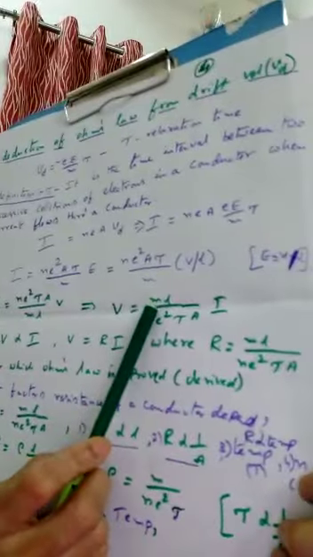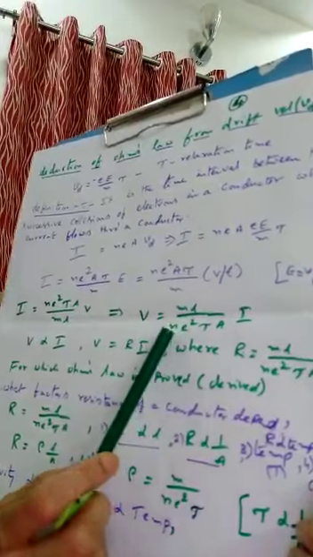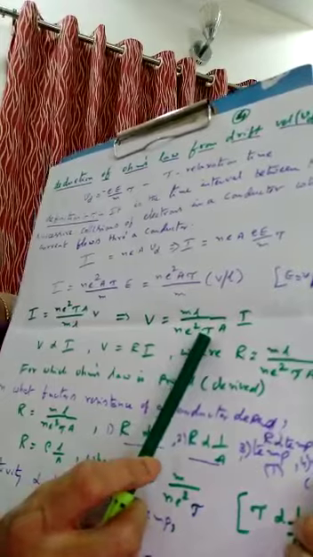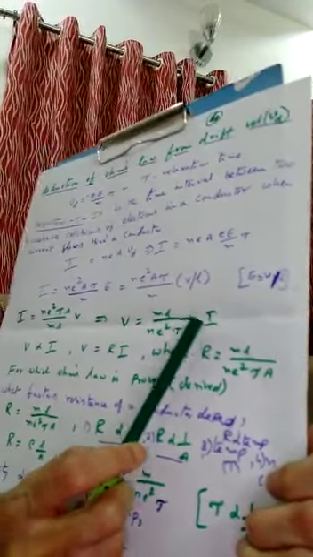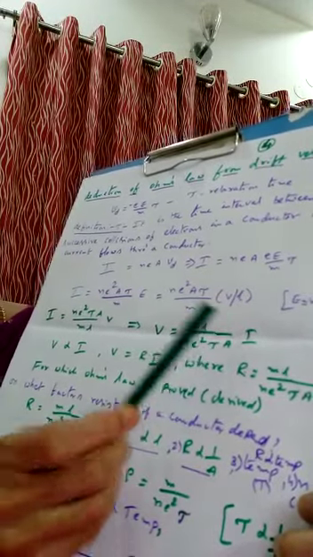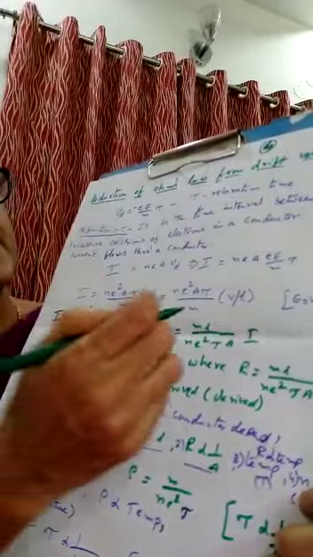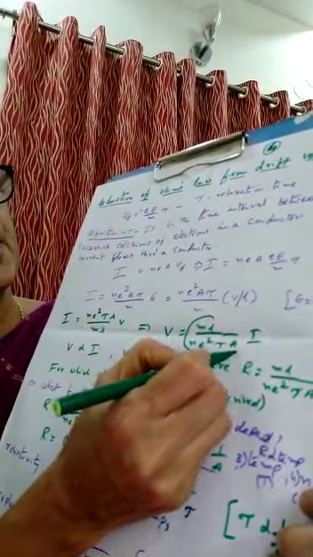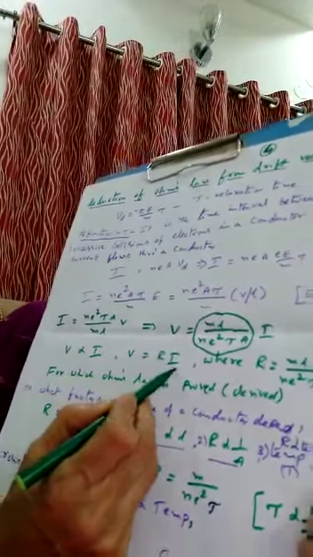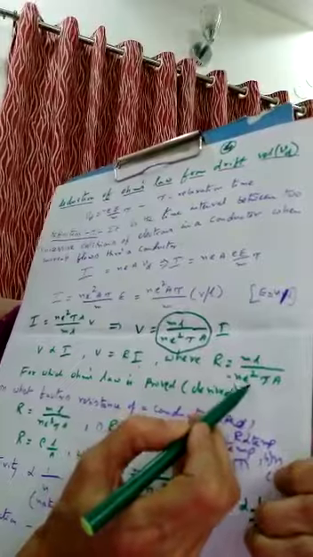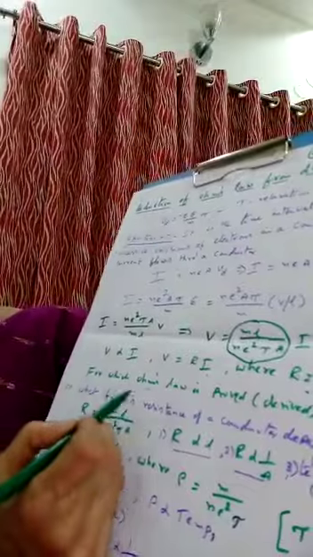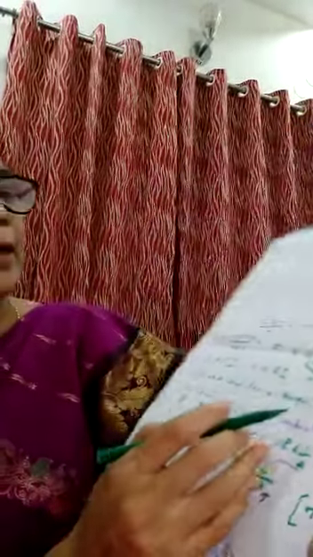Here, m is the mass of the electron, L is the length of the conductor, n is the number density of free electrons, e is the charge on the electron, tau is the relaxation time, A is the area of cross section, and I is the current flowing through the conductor. All these values are constant here. So V is proportional to I, or V is equal to R into I, where R is equal to mL by Ne square tau A. This is the Ohm's law which is proved.